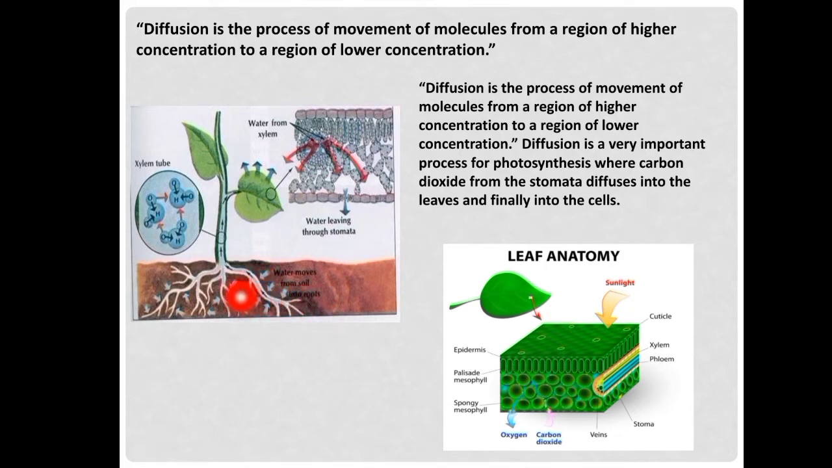And similarly, the loss of large quantities of water as vapor from the leaves and other aerial organs into the atmosphere is also accompanied by diffusion. Here, the oxygen evolved in photosynthesis and the respiratory CO2 also diffuse out of the plant into the atmosphere.